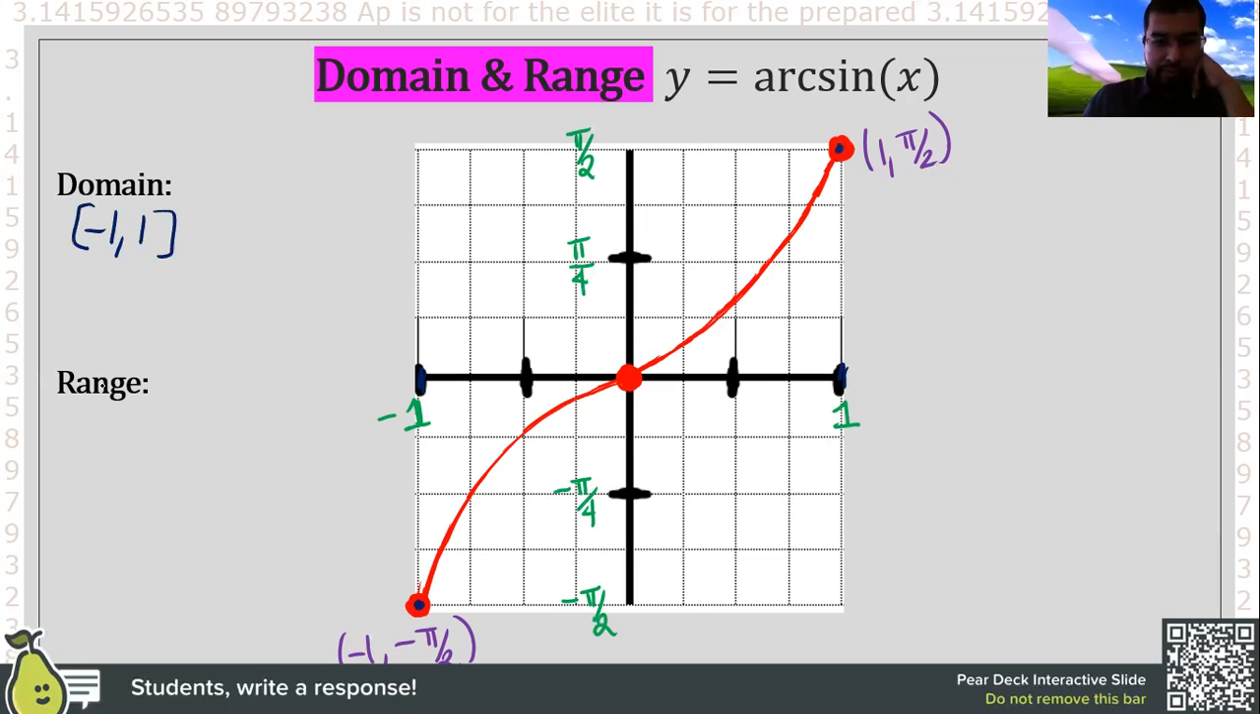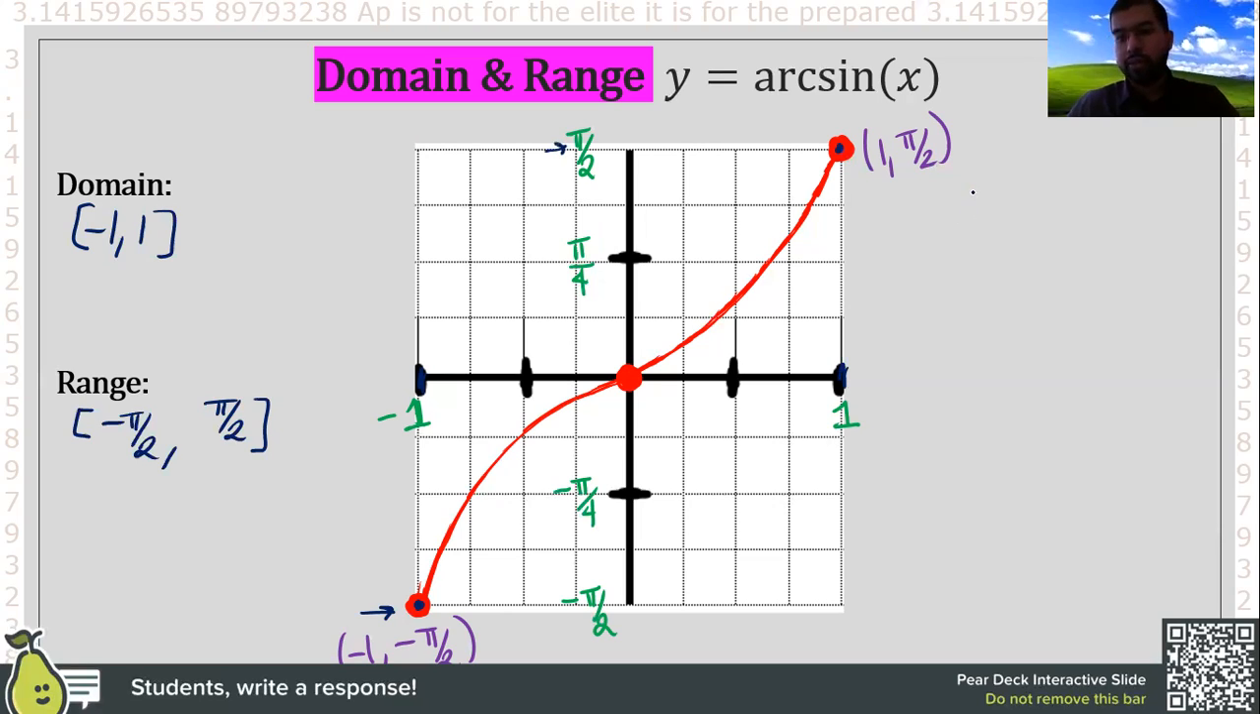The range, however, looks a little different, right? We were expecting numbers, but instead we got radians. So the lowest I can go is this point right here, which is negative pi over 2. And the highest point is pi over 2. Now, a lot of students get a little bit intimidated by why there is a pi in this domain and range. Most of the time they have not seen it.